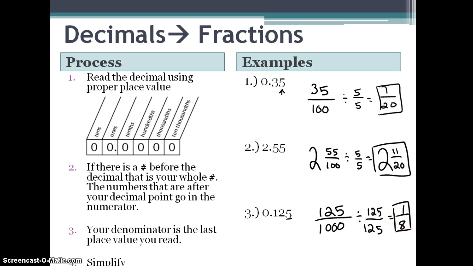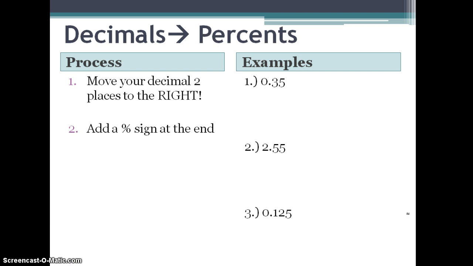So to change a decimal to a fraction, again, just read your number how you would read it properly, and then write that as a fraction and simplify. To change a decimal to a percent is really easy. We actually did that in the previous video. All you're going to do is take your decimal and move it 2 places to the right and add a percent sign. So 35 hundredths, pick up your decimal, move it 2 places to the right. So this is going to equal 35%.